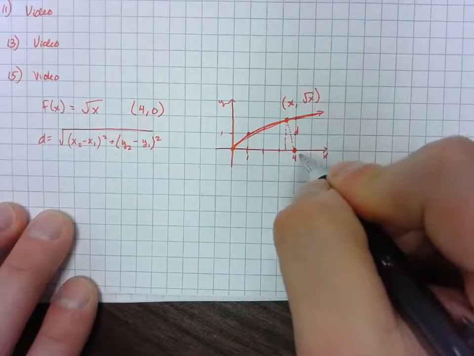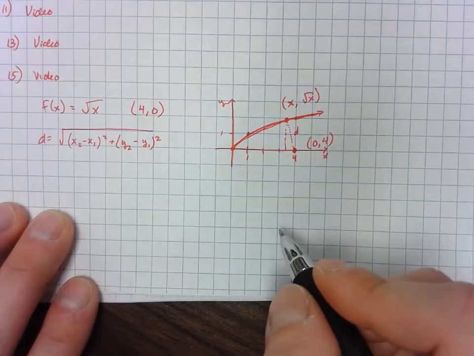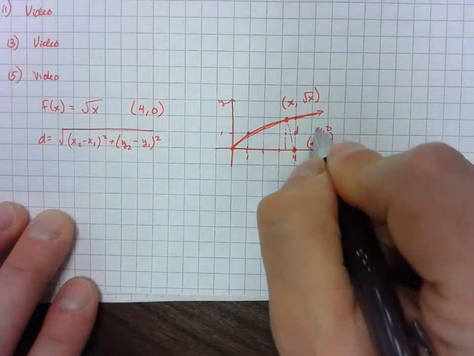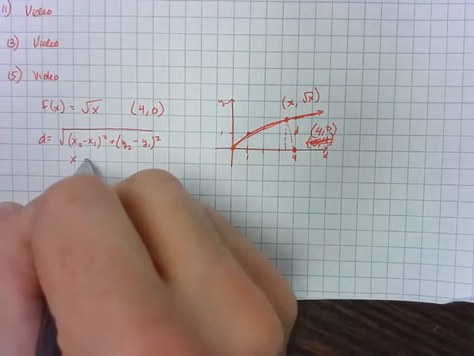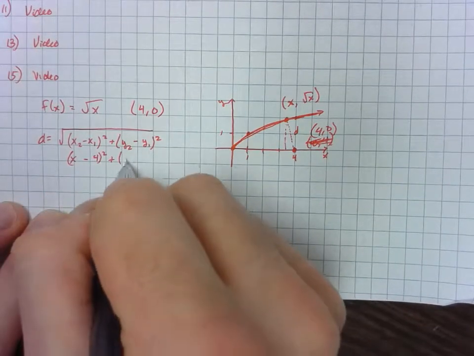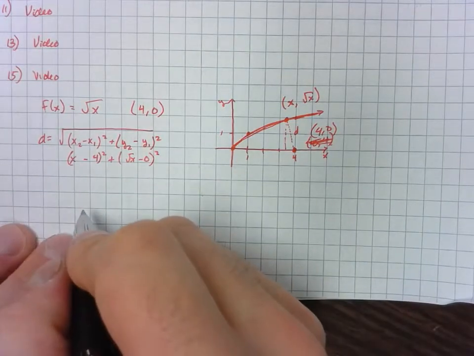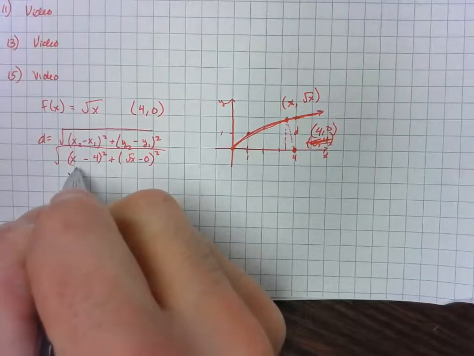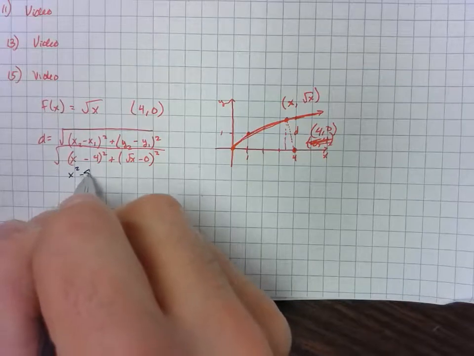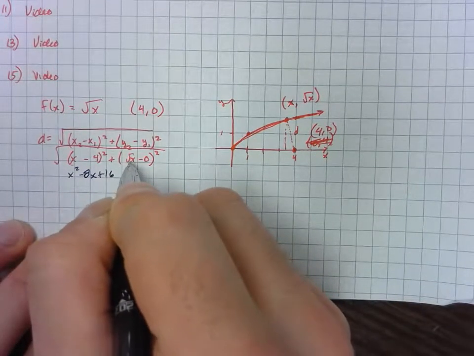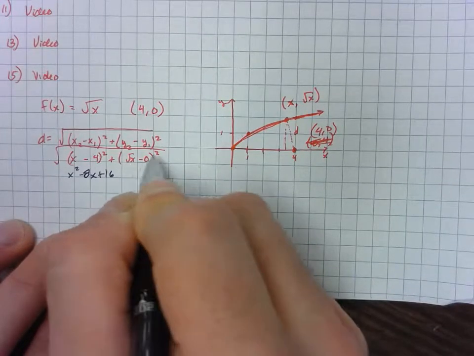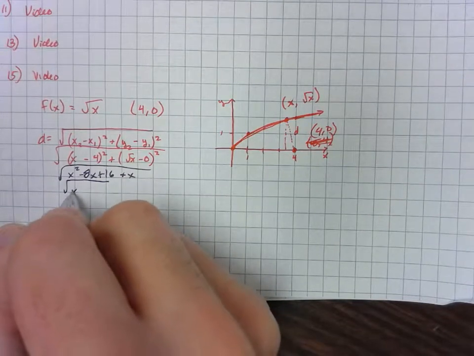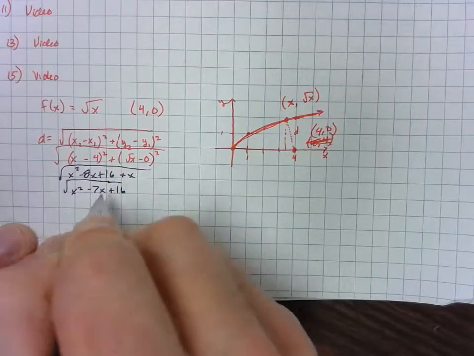So we'll use that point, and then this point right here, which is, excuse me, not 0, 4, this would be 4, 0, and plug those values into the distance formula. So it would be x minus 4 quantity squared plus the square root of x minus 0 quantity squared, and then the square root of all that. Simplifying that, I'm just going to FOIL this out: x squared minus 8x plus 16, and this 0 is insignificant, so the square root of x squared is just x, so it's plus x. Then that's the square root of x squared minus 7x plus 16, which is equal to the distance.